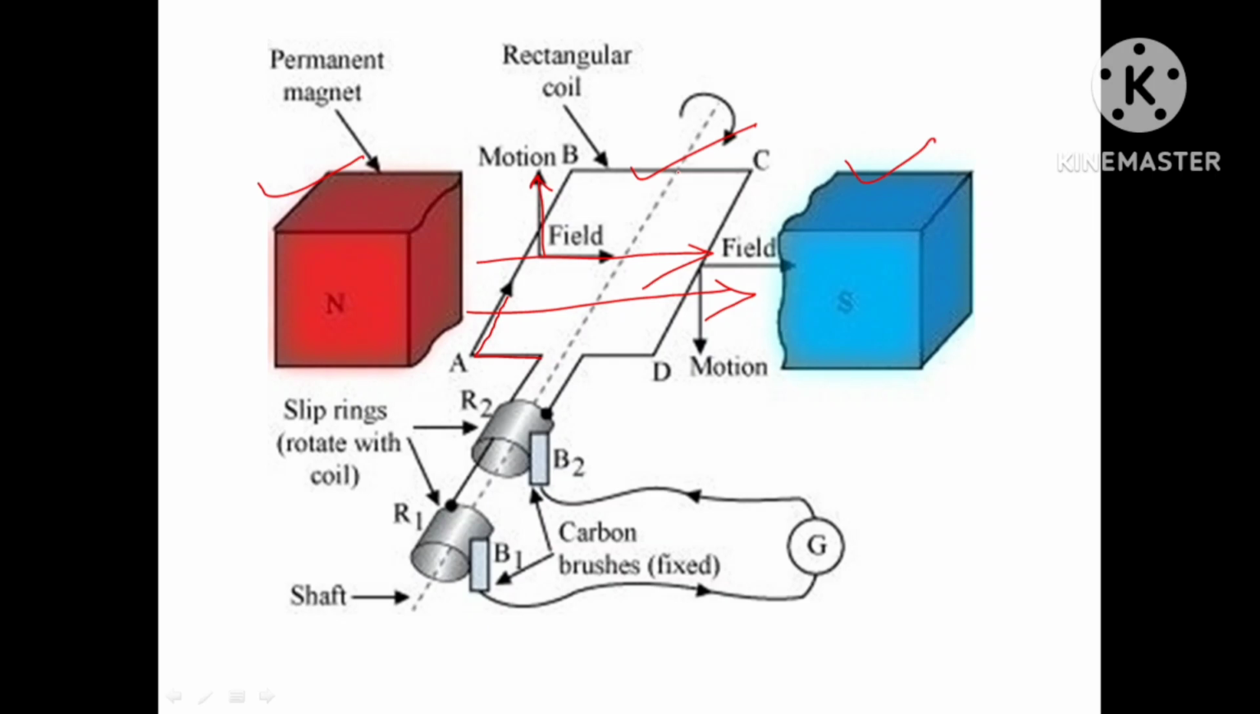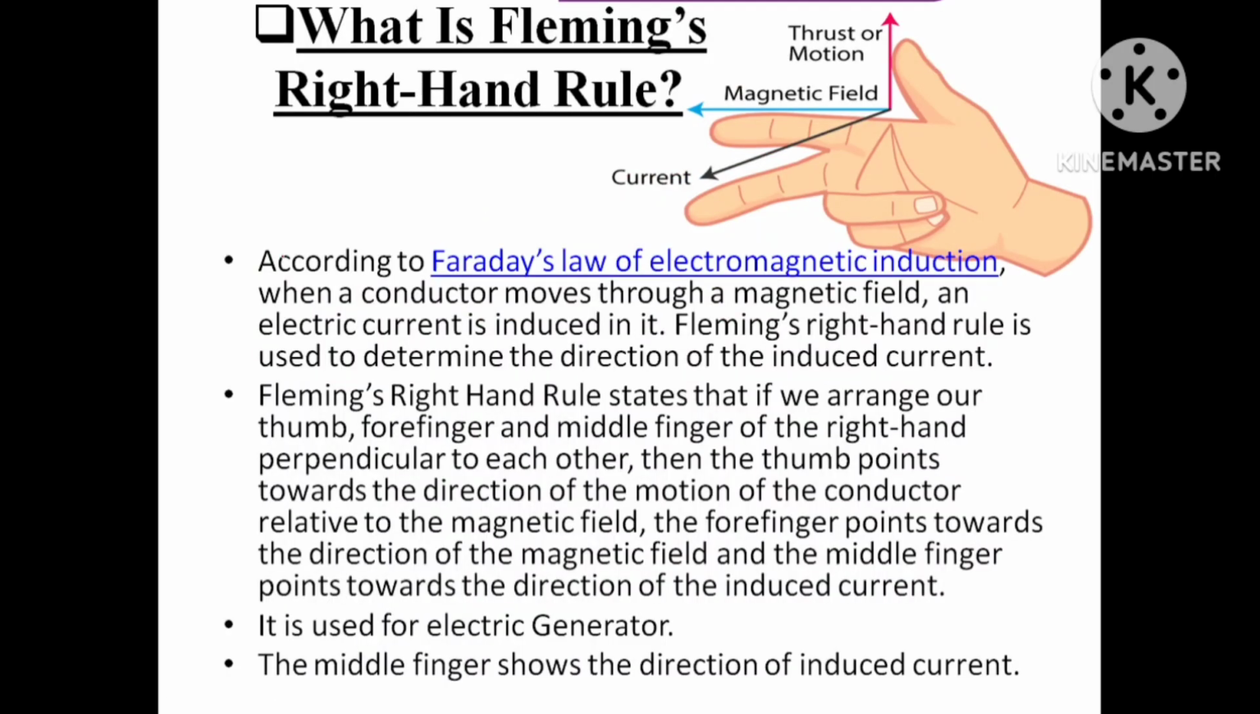What will Fleming's right hand rule state? It will tell us the direction of the induced current in this conductor. So we got to know what Faraday's law of electromagnetic induction is from this. Fleming's right hand rule is used to determine only the direction of the induced current, not the magnitude, not the amount of current induced. Now we will study what Fleming's right hand rule is.